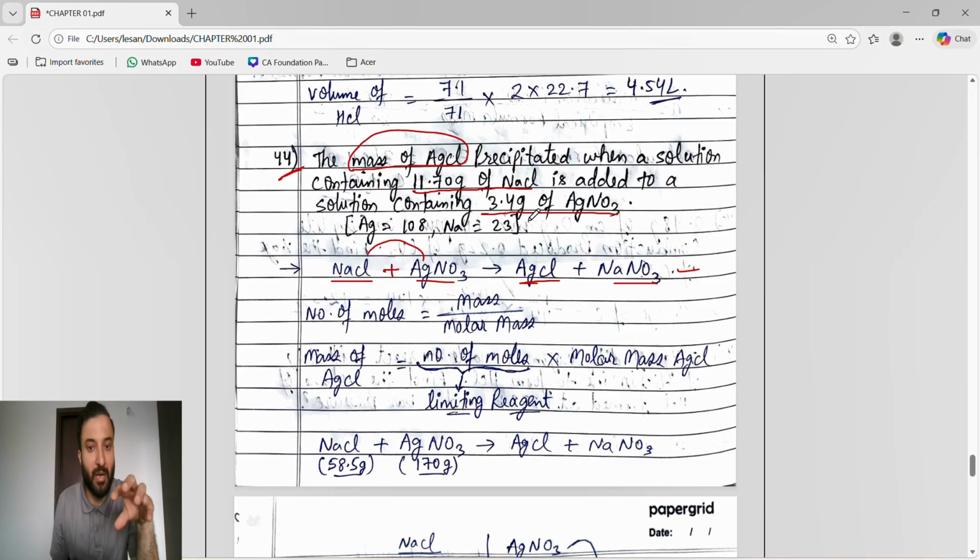Guys, see, the same type of question. Above also they gave dihydrogen H2 reacting with dichlorine to form HCl. Find the volume of HCl. Here also 11.70 gram of NaCl reacts with AgNO3. So the total reaction will become AgCl plus NaNO3. Find the mass of AgCl. Understand? So same guys, same method we are going to use.